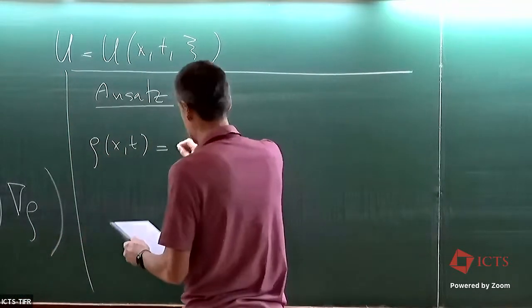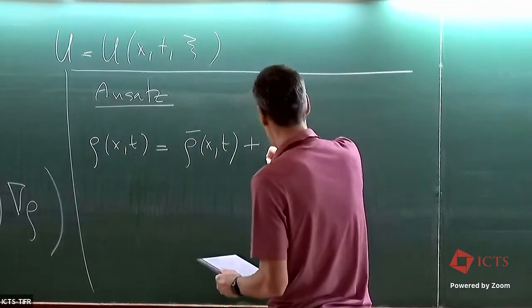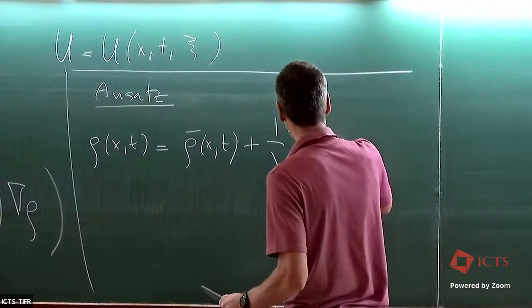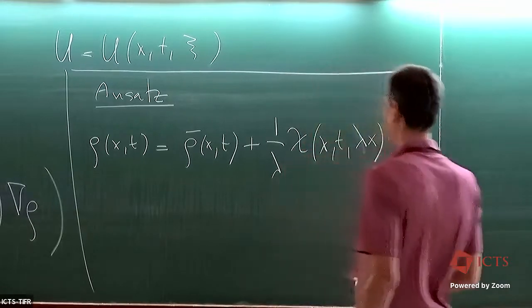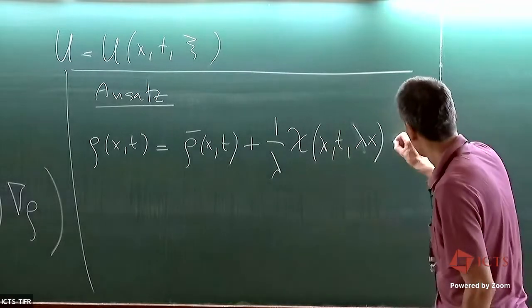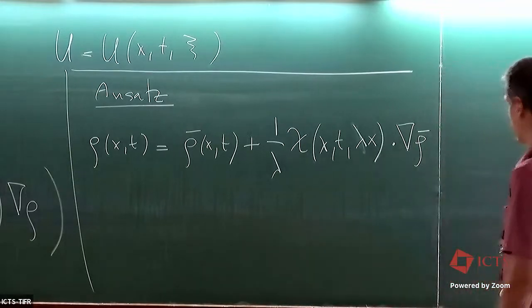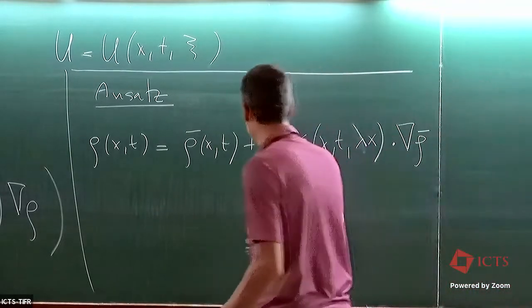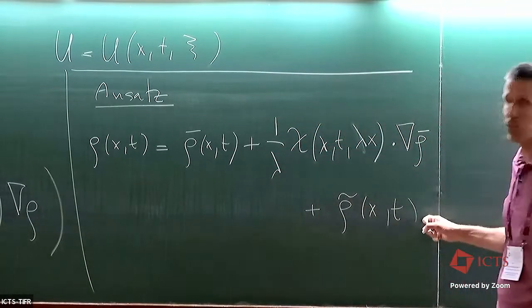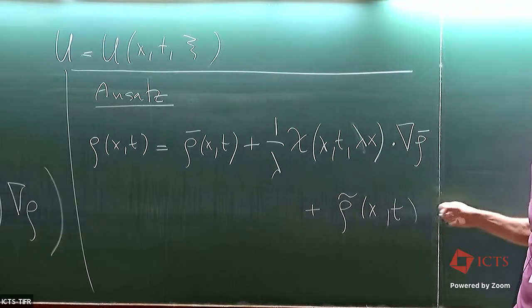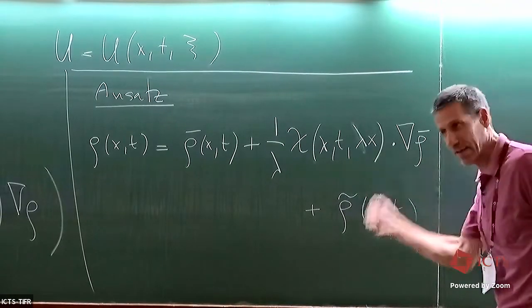The solution is given by some homogenized solution, rho bar, plus 1 over lambda, and then I have chi of lambda x. This would be the solution of the cell problem, scalar product with the gradient. And then there are some other terms, which I'm just going to write all together like this. This would be the order lambda, 1 over lambda squared, and so on. But now I'm not thinking of a formal expansion. I want to say that's going to be my solution.